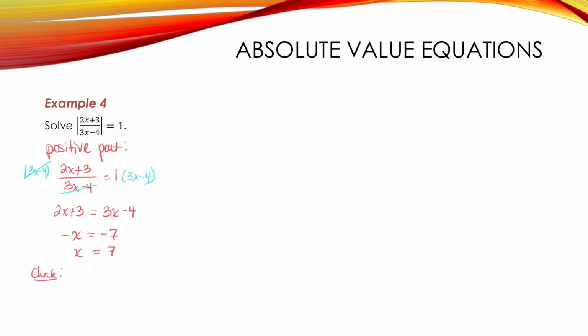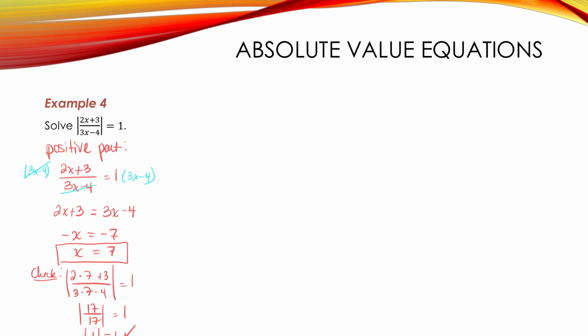Now, this is where things can get really complicated if you're not careful, because this means you have to check the original, which means you have to go all the way back to the absolute value of 2 times 7 plus 3 over 3 times 7 minus 4. Does that absolute value equal 1? Well, this is 17 over 17. Does it absolute value equal 1? It sure does, because it's the absolute value of 1. So yes, it absolutely does equal 1. So x equals 7 is a solution.